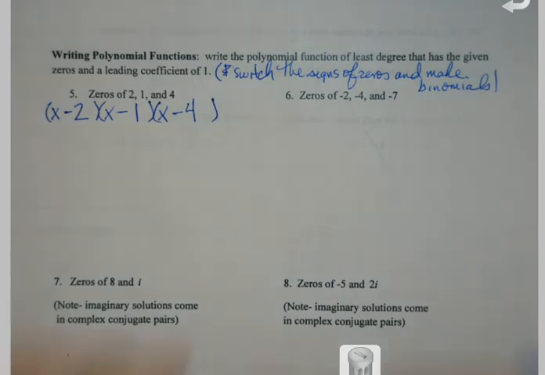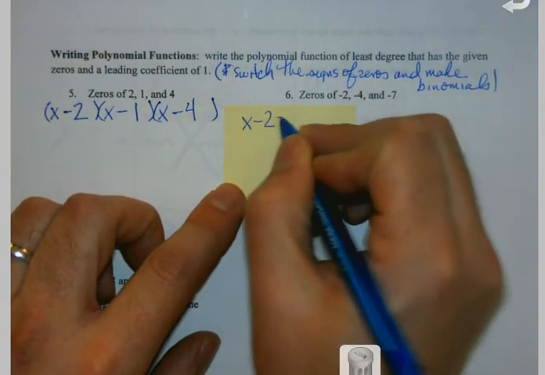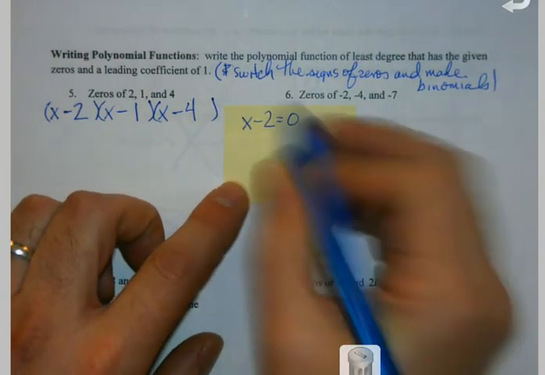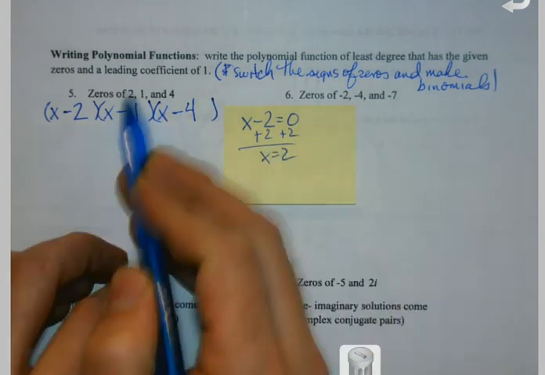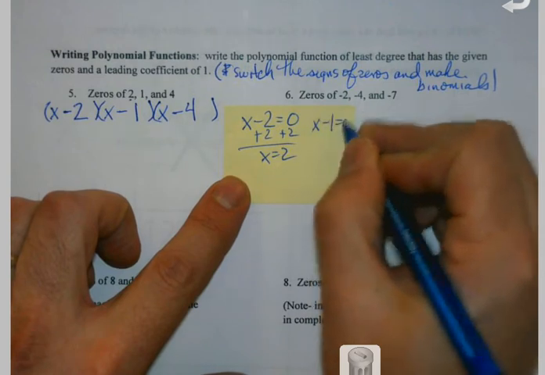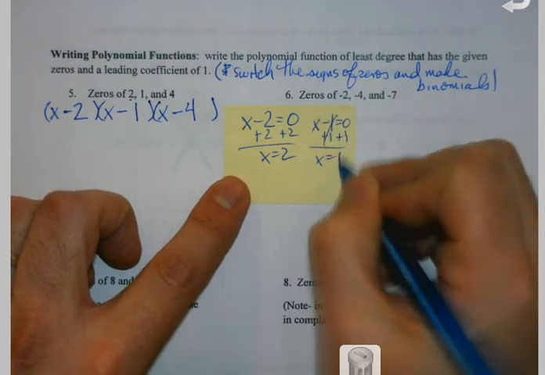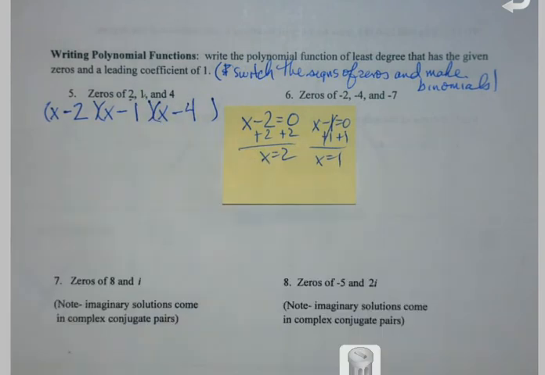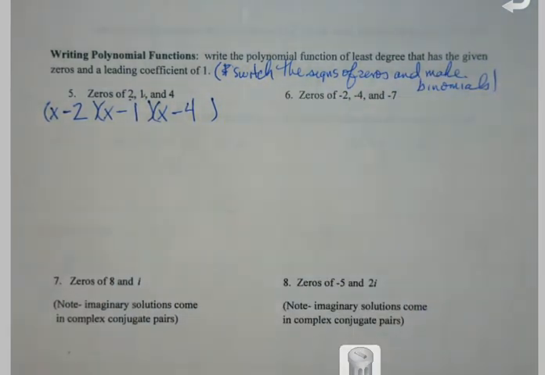Because if you think about it, if I were to take x minus 2 and set it equal to 0, well, how would I solve for x? I'd add 2 to each side, and I'd end up with x equals 2, which is one of my zeros. Or if I did it with x minus 1 equals 0, I'd add 1 to each side. X equals 1. Okay, that's one of my answers. That's one of my zeros. So you're like, am I done? Not quite. They want us to turn this into the original polynomial.